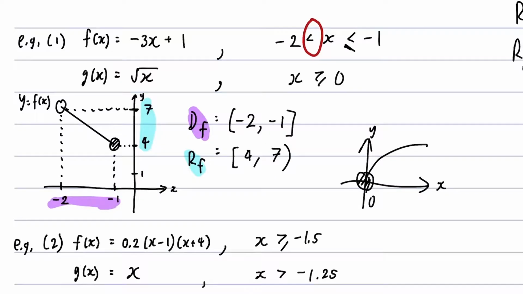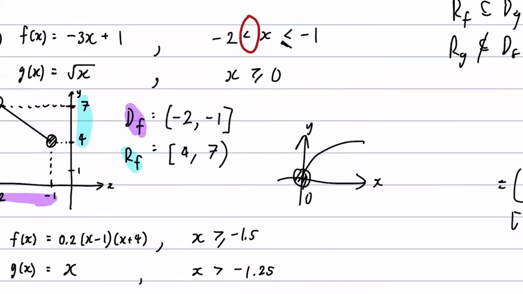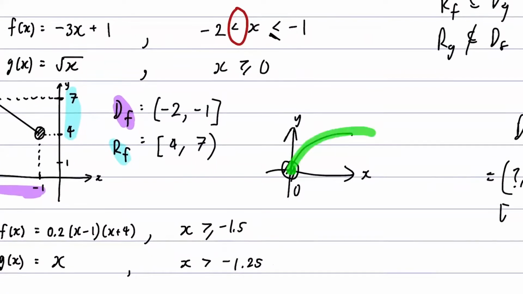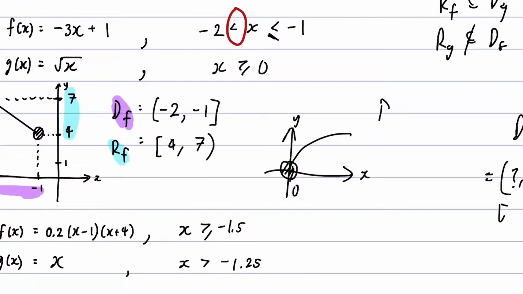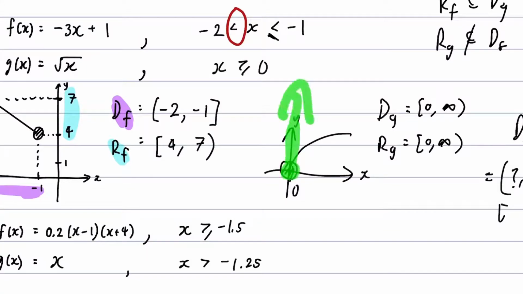Okay, then let's try g of x, square root of x, x more than or equal to 0. I drew the graph for you already ahead of time. What's the domain of g? What's the range of g? Domain is square bracket 0, infinity, round bracket. And then the range is the same thing. Good. Yes, because the range goes from 0 all the way to infinity.